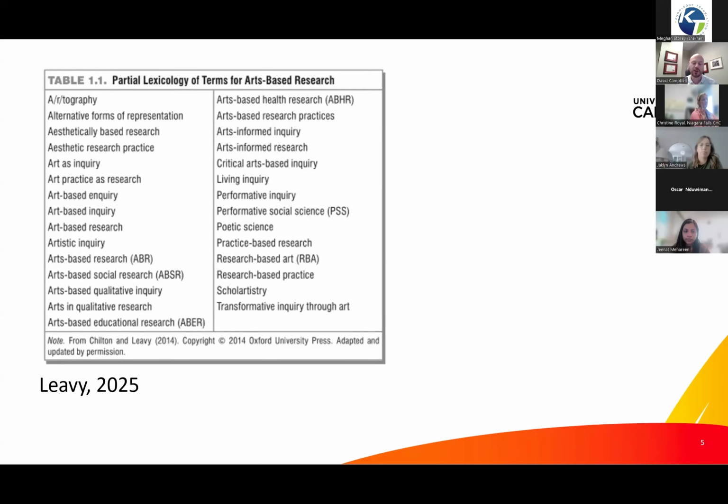I found artography an interesting one. That's actually a Canadian term that was coined at UBC by some arts-based researchers. That stands for artistry, research, and teaching, and that's what A/R/T-ography means. So that's one way of describing what I'm going to talk to you about today.